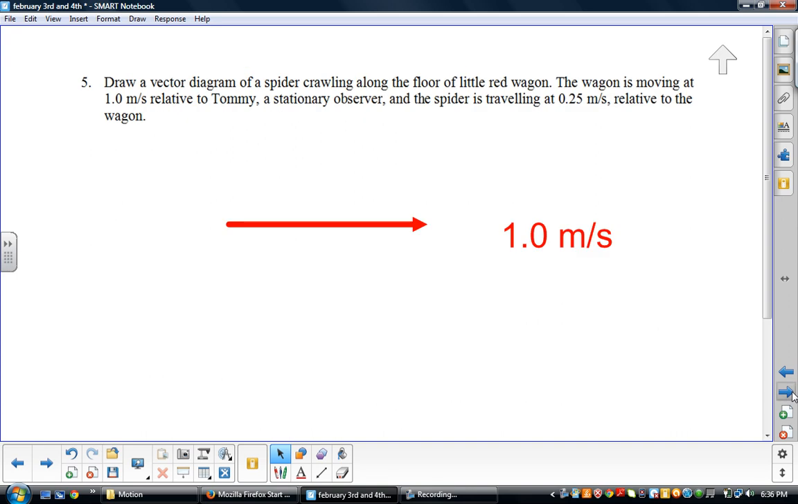Number 5 says, draw a vector diagram of a spider crawling along on the floor of a little red wagon. The wagon is moving at 1 meter per second relative to Tommy, a stationary observer, and the spider is traveling at 0.25 meters per second relative to the wagon. So the spider is on the wagon, crawling along the wagon. Here's my first vector. This vector right here shows the velocity or the speed of the wagon itself, and it's going 1 meter per second.